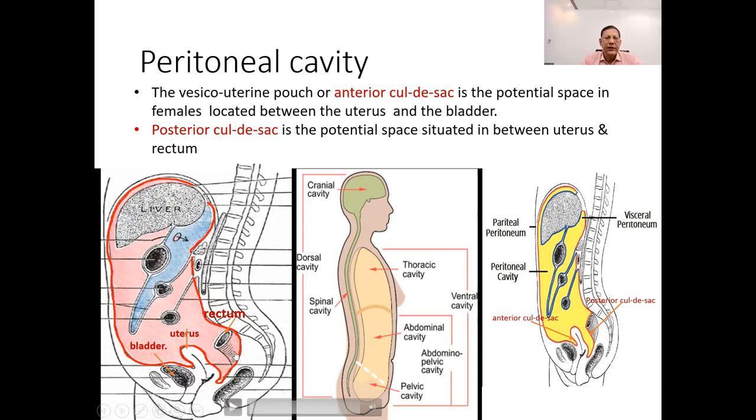Vesico means bladder. So, all together, this is the upper abdominal cavity. If there is fluid accumulation, then this will form ascites, and if there is accumulation in the cul-de-sac, or there might be accumulation within the posterior cul-de-sac.